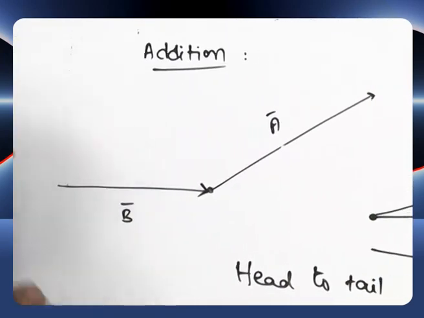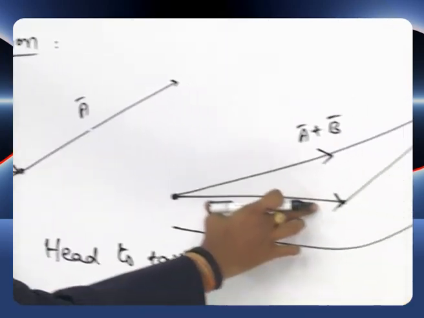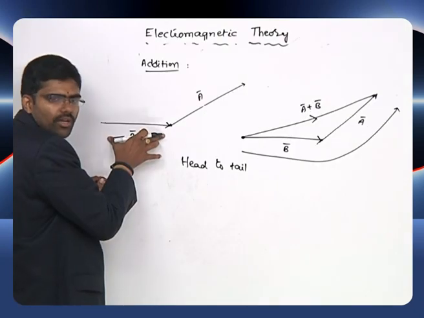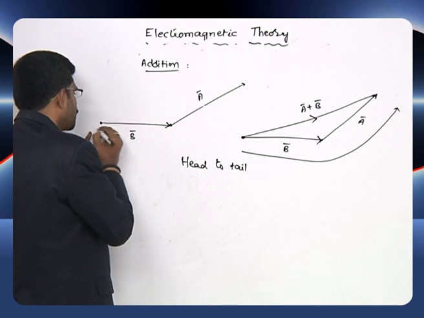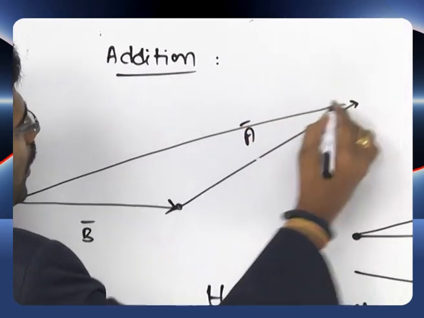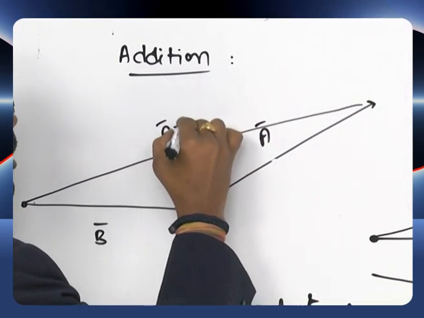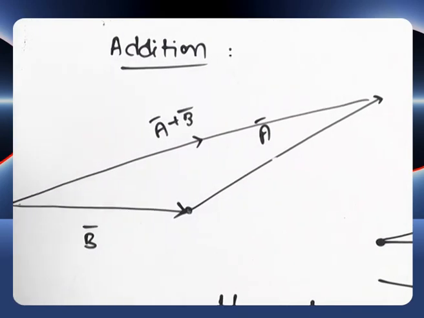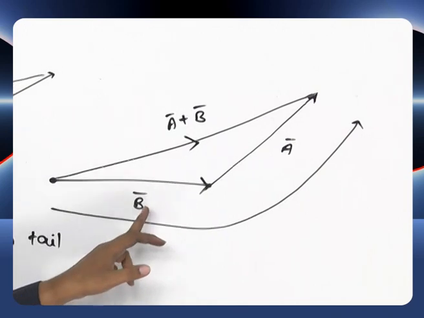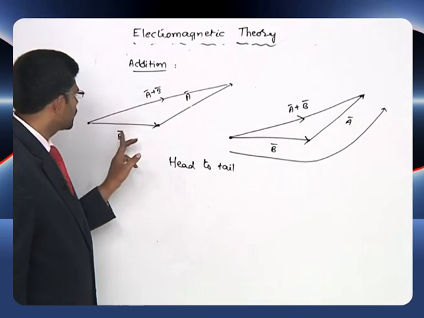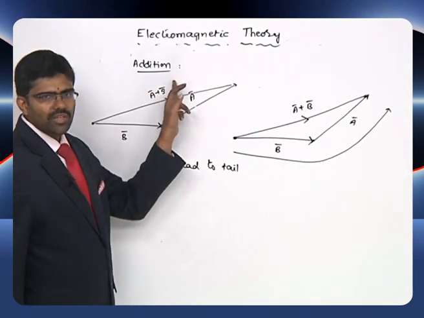This is b bar. What I did is just I moved this b bar from this location to this location, so I have not changed any direction or magnitude. Once again, join the tail to head, and what you will get is a bar plus b bar. Here in this case this may be b bar plus a bar. Initially what we have is b bar, therefore this can be written as b bar plus a bar. Here also it is b bar plus a bar, and a bar plus b bar.